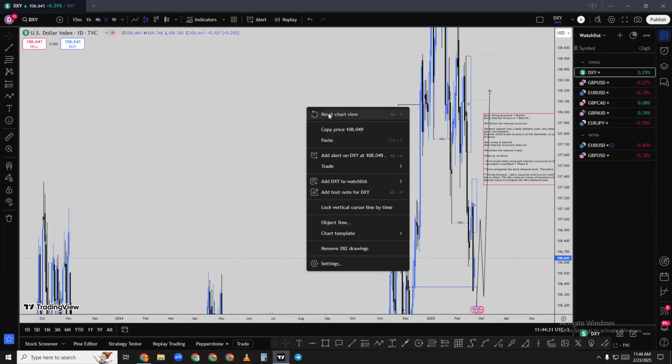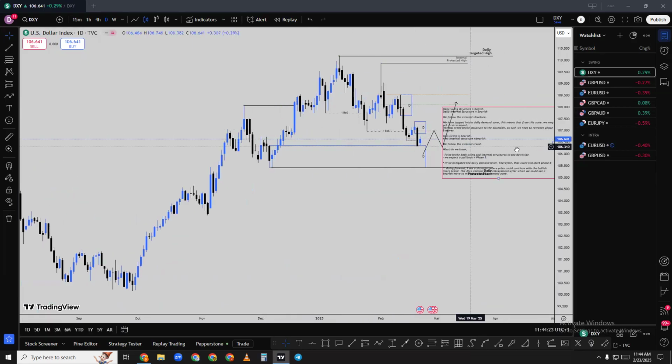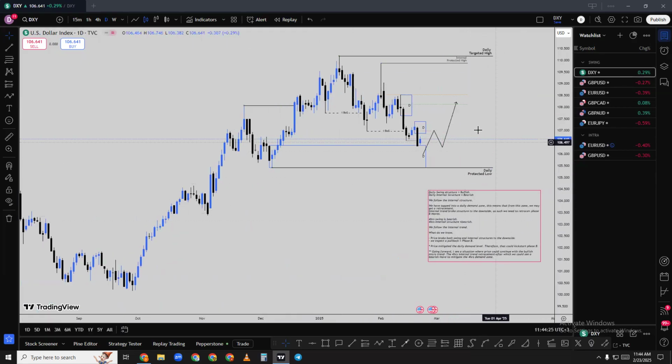So the DXY is also interesting. The DXY, as you can see now on the daily time frame, we did tap into that daily demand order block, and our expectation, or my expectation, is for those pro trend moves to kick in, the phase C moves to come into play. So we are expecting to buy from this zone all the way until we take out the daily targeted high.